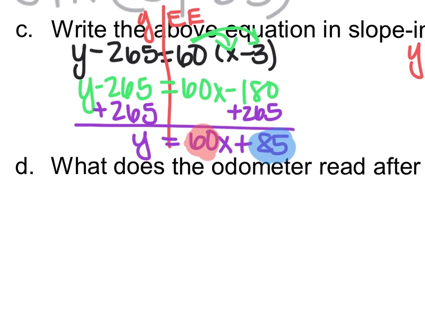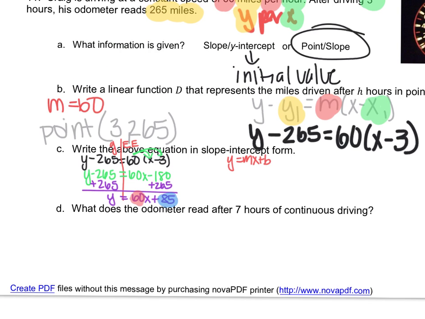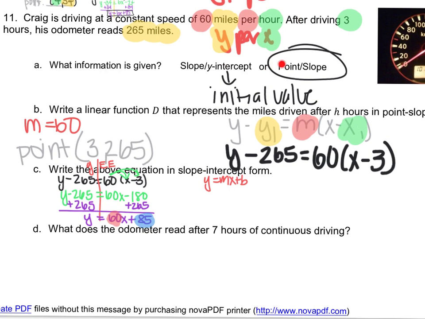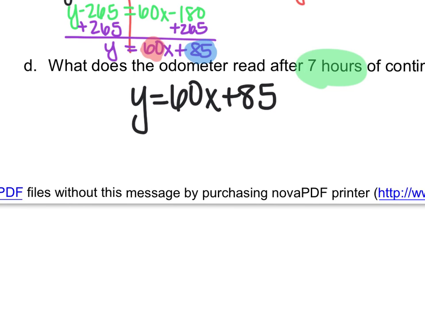So our last question says, what does the odometer read after 7 hours of continuous driving? So if we go back and look up here, notice that it was our miles per hour, which was our y's per our x's. So that tells us that our hours are our x's. So if they've given me 7 hours, they have given me an x value. So that means all I have to do is take out x, and instead I'm going to put in 7, because in this case they're giving me that x value of 7.